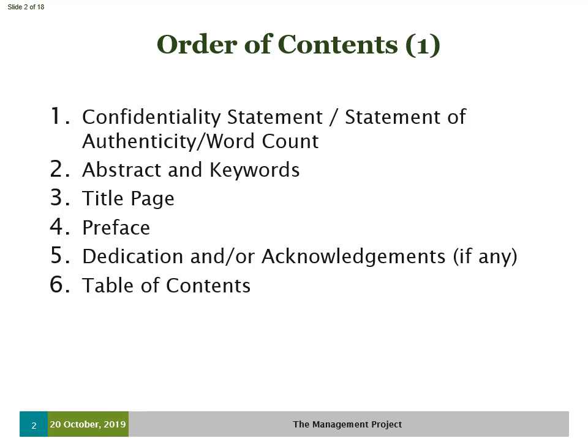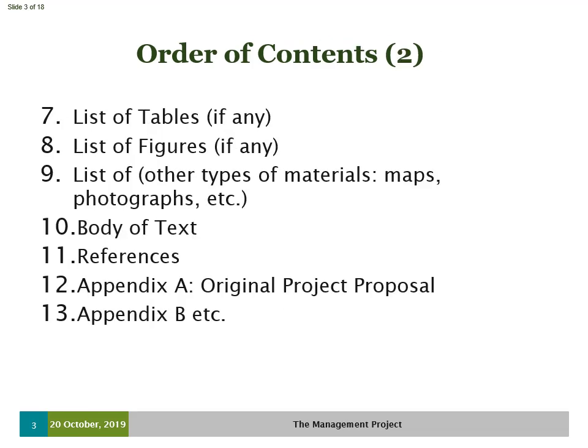The order of contents is over 2 slides, so you'll start with any confidentiality statement, a statement of authenticity, and don't forget the word count. Next is abstract and keywords. Abstract is normally single-spaced and is no more than 1 page, followed by a title page, preface, dedication and/or acknowledgements, and table of contents. Next, list of tables, list of figures, list of any other.